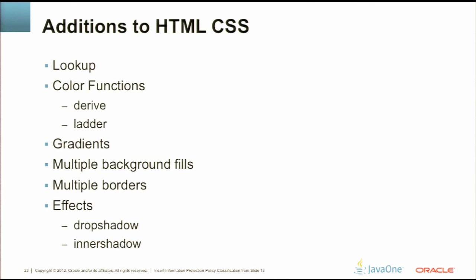Gradients, we have linear and radial. Multiple background fills, so this is actually very, very useful. When you are, for example, styling a button, you can actually have multiple layers of colors, so you can play and create the effect of having borders or highlights, stuff like that. And I have a little bit more of that later on. Effects, again, really powerful. You have shadows and inner shadows.